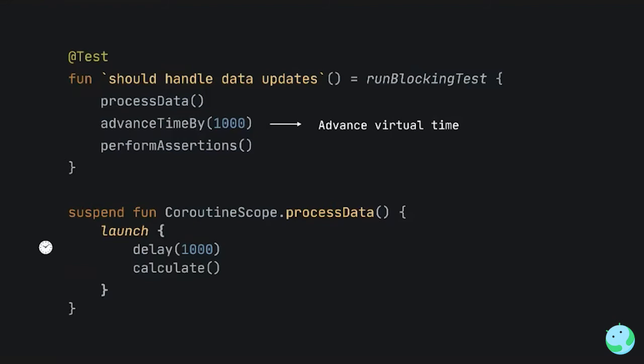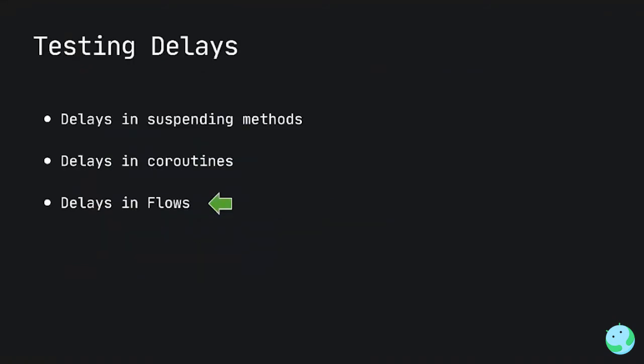to control delays in your code that you're testing. And when that happens, after you advance this virtual time, it will go forward and execute any code after this delay. And then you go forward and perform any assertions that you want. So that's how you test delays inside of any coroutines you might launch.